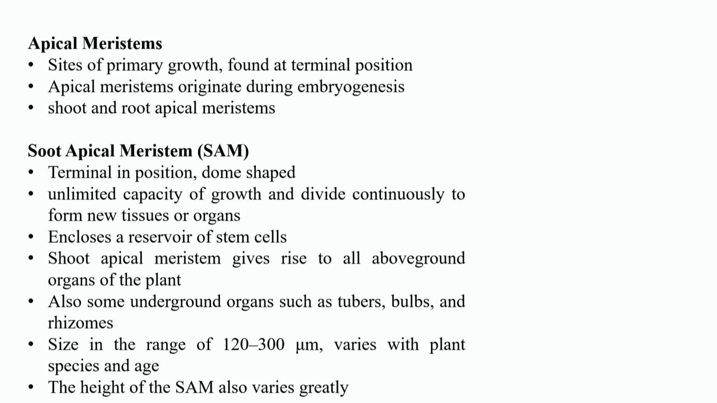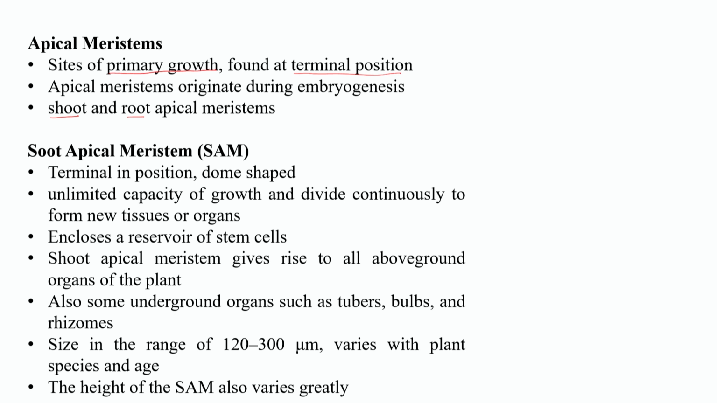Now apical meristems, as we have discussed before, are sites of primary growth, which means apical meristems give rise to the primary tissues present throughout the growth of an organism, and they increase the height and length of the plant. They are found at terminal positions and are also responsible for forming the lateral organs of a plant. These are found in the shoot apical region and the root apical region, known as shoot apical meristem and root apical meristem. In this lecture we will talk about shoot apical meristem, and in the next lecture we will discuss root apical meristem.